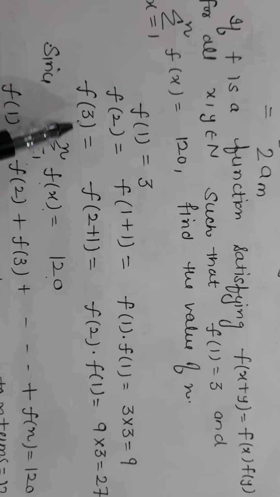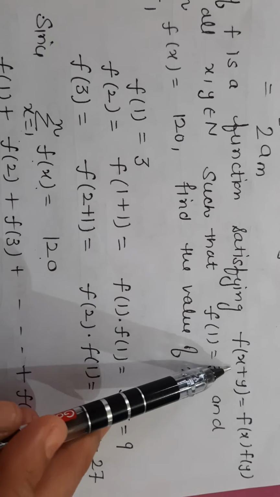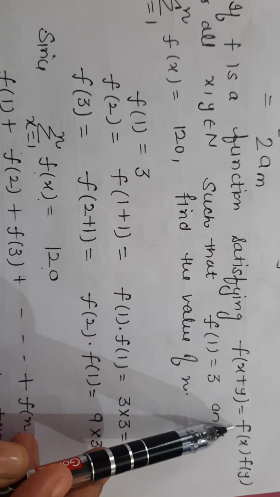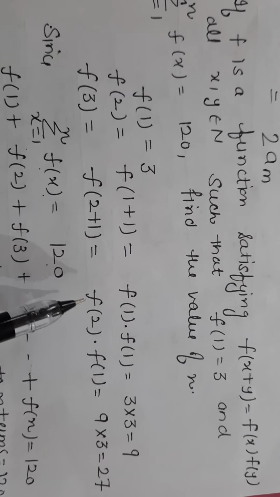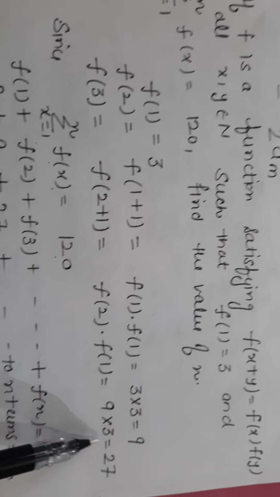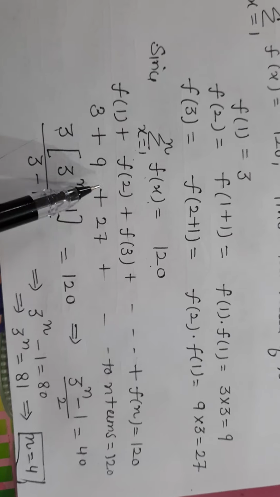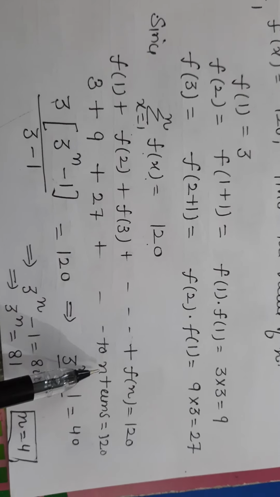In the same way, f of 3. Now this 3 can be written as 2 plus 1. Use this property, f of x plus y is f(x) into f(y). So this is f of 2 into f of 1. So 9 into 3, this is going to be 27. Put the value here, you will get 3 plus 9 plus 27 up to nth term.